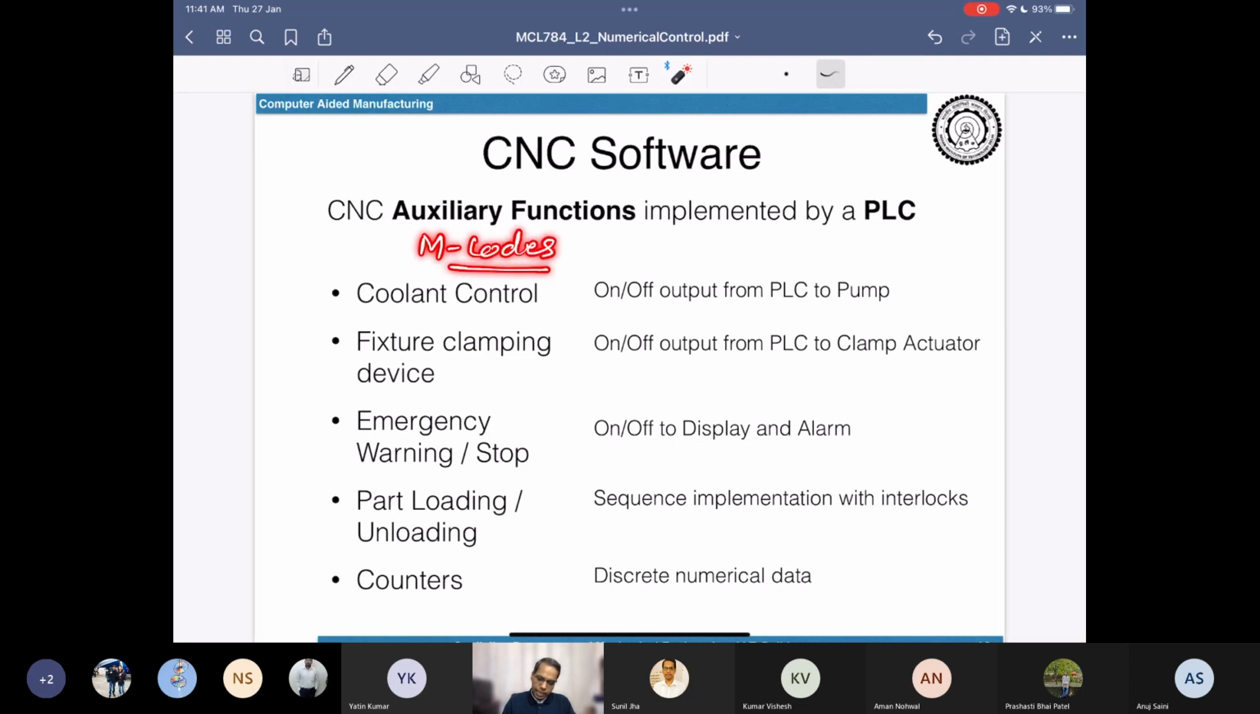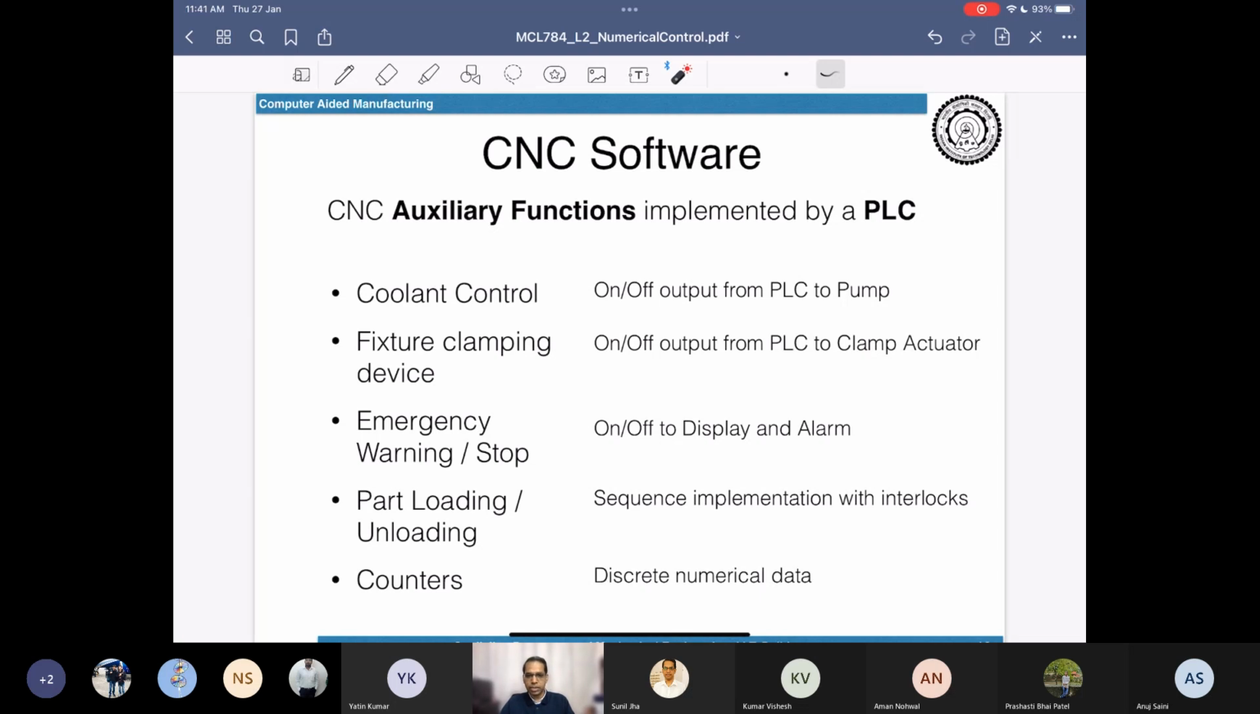So M codes will be deciding whether the spindle is on or off, the coolant on or off, and there are additional M codes for the fixture clamping and then the part loading and unloading. So all these functions are being done with the help of M codes, and G codes are the preparatory codes for the controller. Again, that part we will see later. So we can easily write the ladder logic for these basic functionalities.